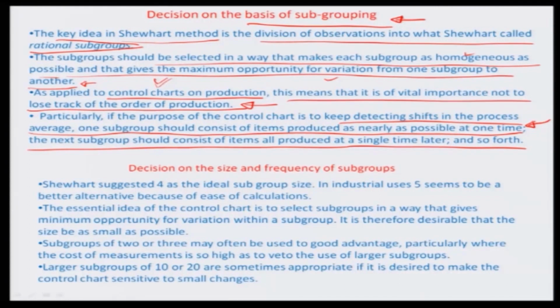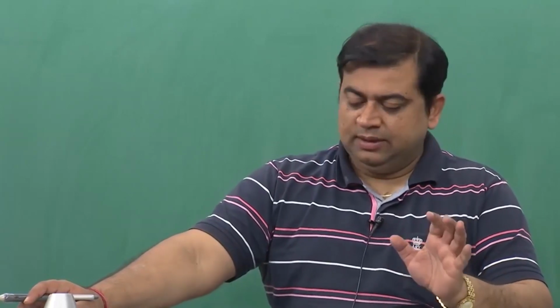Then comes the decision on size and frequency of the subgroups. When Shewhart did his control chart experiments, he suggested 4 as an ideal subgroup size, but in industrial use 5 seems to be a better alternative because of the ease of calculations, particularly when you are talking about a coded variable analysis, so that the computations reduce. You have just seen in the last lecture how coded variables can be done.